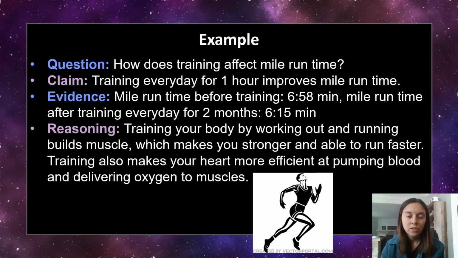Reasoning. Training your body by working out and running builds muscle, which makes you stronger and able to run faster. Training also makes your heart more efficient at pumping blood and delivering oxygen to muscles. Then I would also want to list my source. But since I'm a biology teacher, I just knew it. But okay, so this is your CER information.